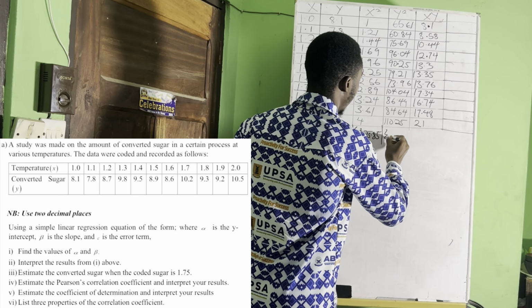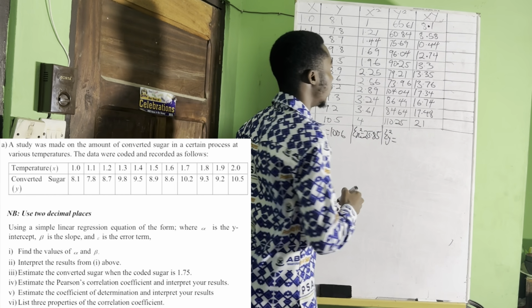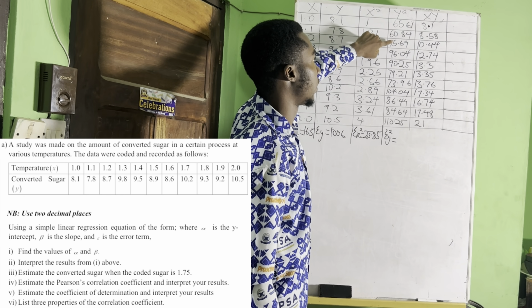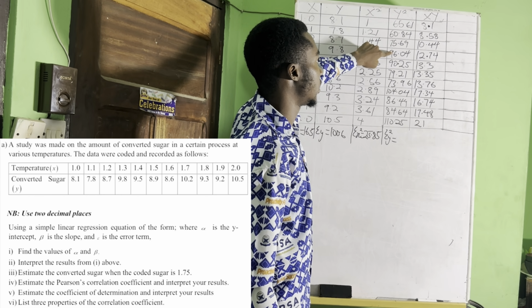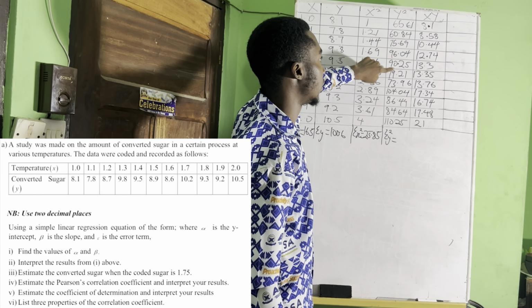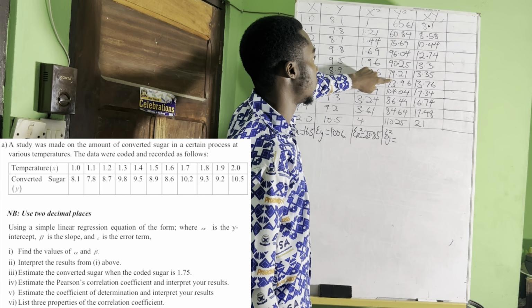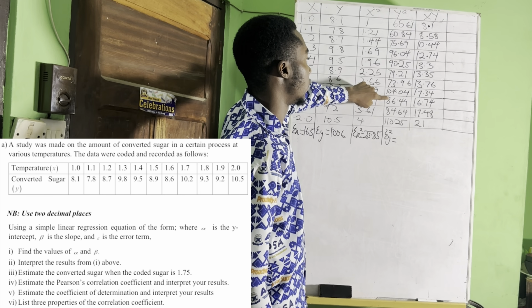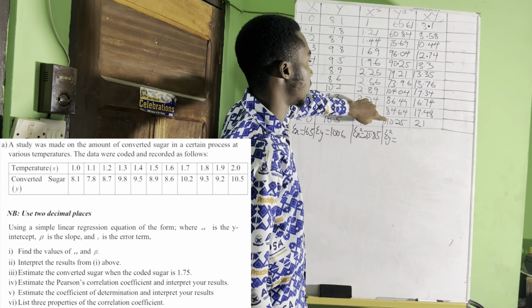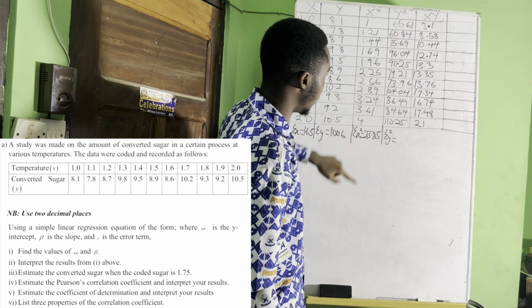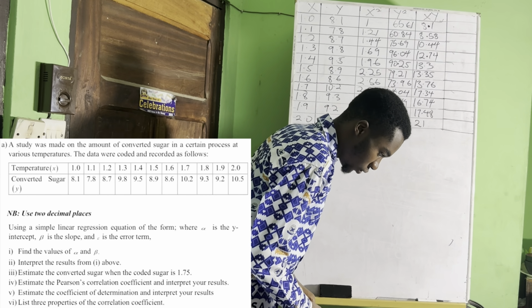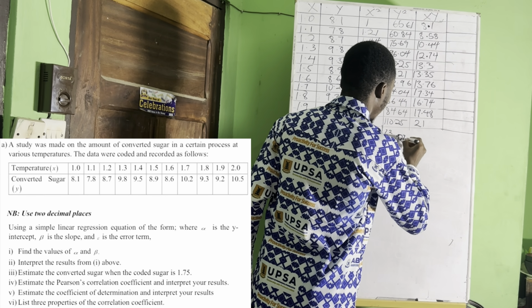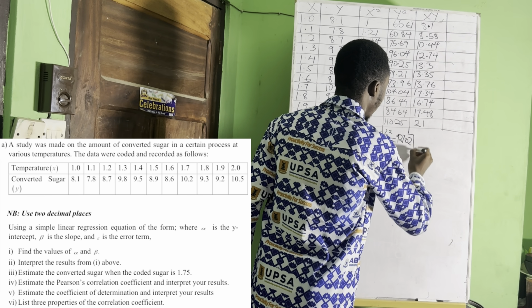Then let's go to the y squared value. So sigma y squared, meaning we are adding all the y squared values: 65.61 plus 60.84 plus 75.69 plus 96.04 plus 90.25 plus 79.21 plus 73.96 plus 104.04 plus 86.49 plus 84.64 plus 110.25 should give us 927.02. That's our sigma y squared.